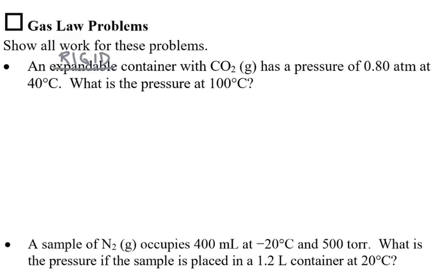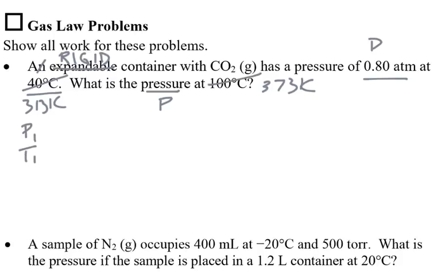A rigid container with CO2 gas has a pressure of 0.8 atmospheres and a temperature of 40 degrees, which we're going to change to Kelvin, so that's plus 273, 313 Kelvin. What is the new pressure at 100 degrees, which is going to be 373 Kelvin? So we have two pressures and two temperatures. So this must be P1, T1, and P2, T2.